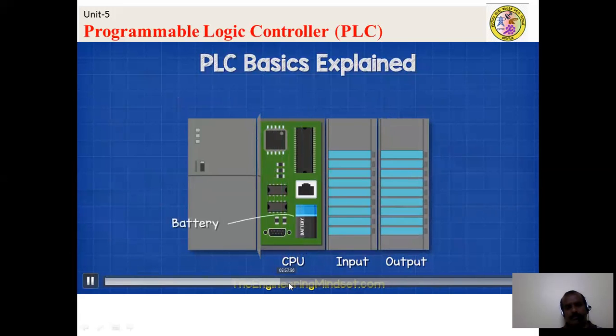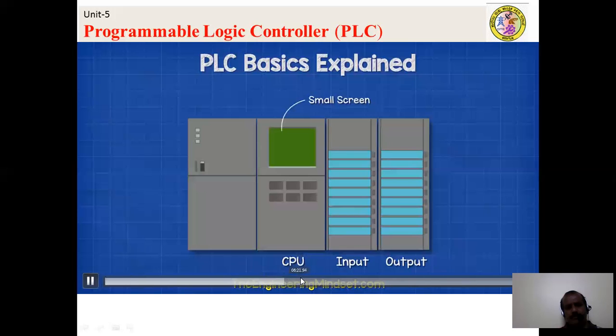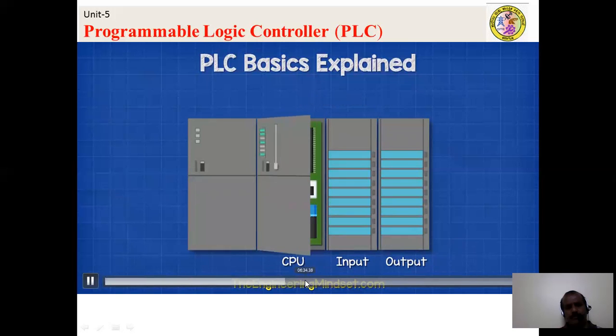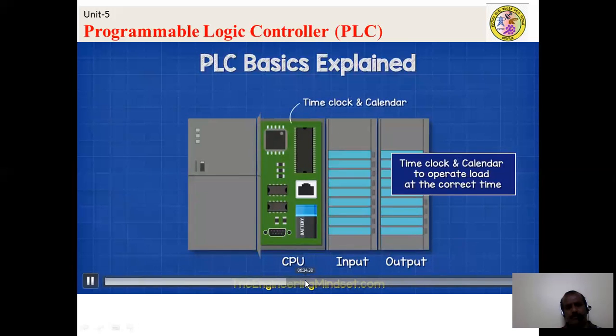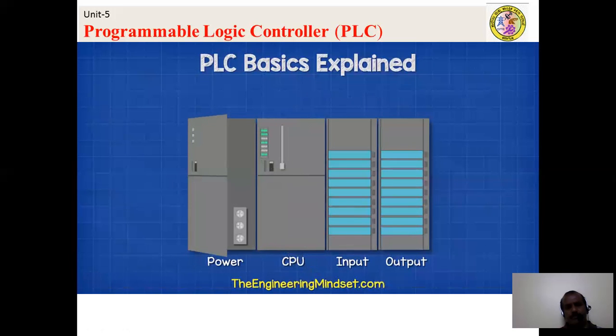There are some other parts, such as a battery to keep the PLC alive in the event of a power failure. There might be a small screen for a user interface to allow some configuration. There will need to be a time clock and calendar to operate a device at the correct time. And there will also need to be a power supply to provide the low voltage used by the CPU as well as the input and output modules.